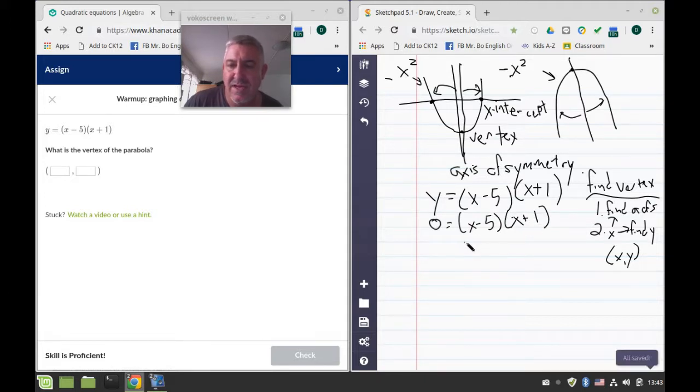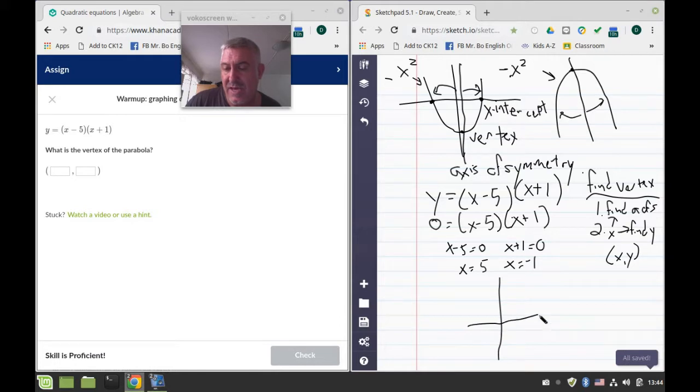That means, by the zero product property that we studied last time, one of these two factors is 0, or maybe both. So either x minus 5 is equal to 0, or x plus 1 equals 0. That leaves us with x equals 5, or x equals negative 1.